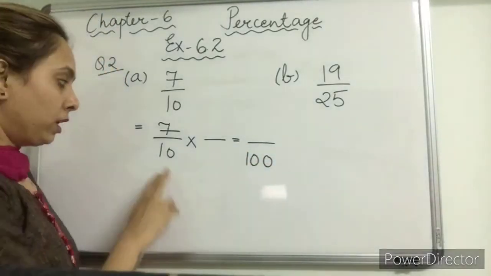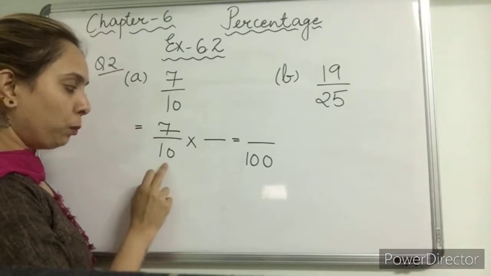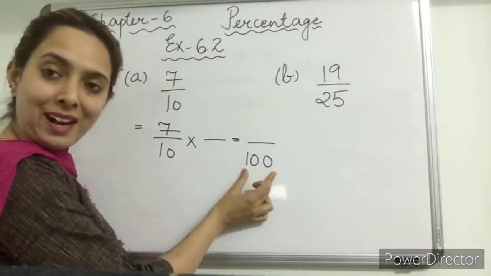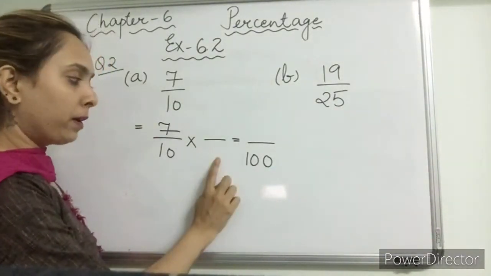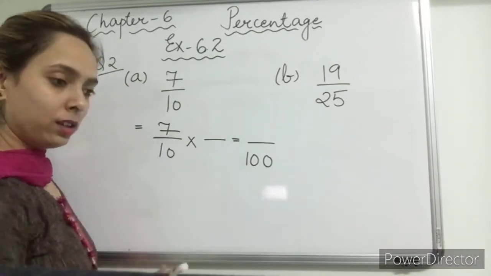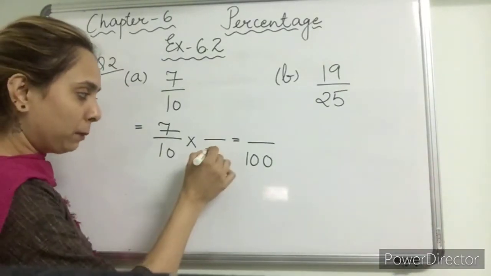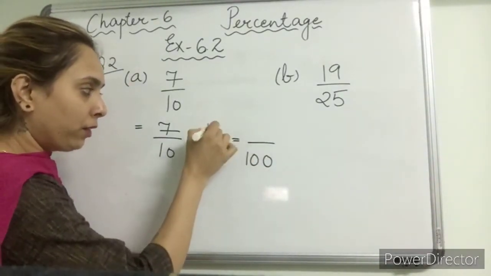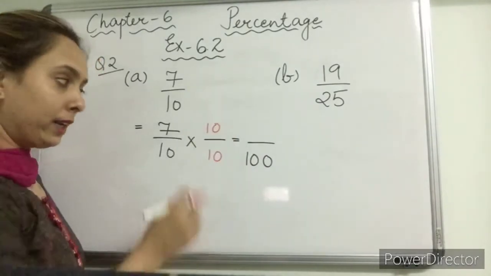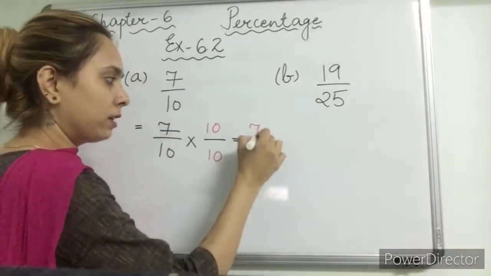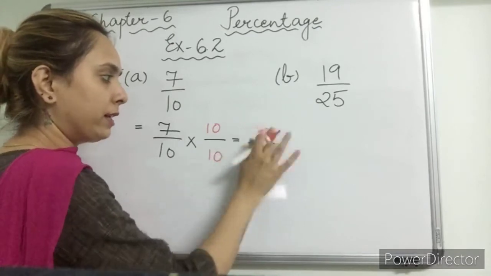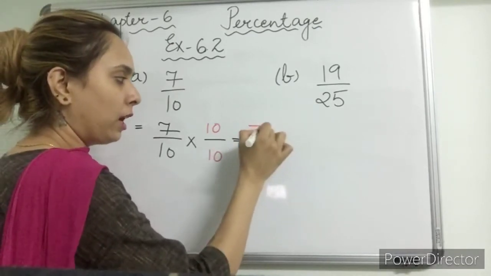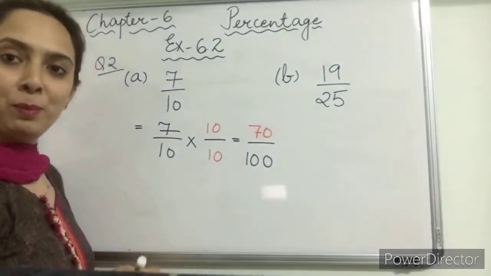Use your mind. 7 upon 10. I want to make the denominator as 100. So with which number will I multiply this 10 to get 100? Yes, I will multiply by 10 and the numerator will also be multiplied by 10. So 7 tens are 70. So now here our mission is completed.